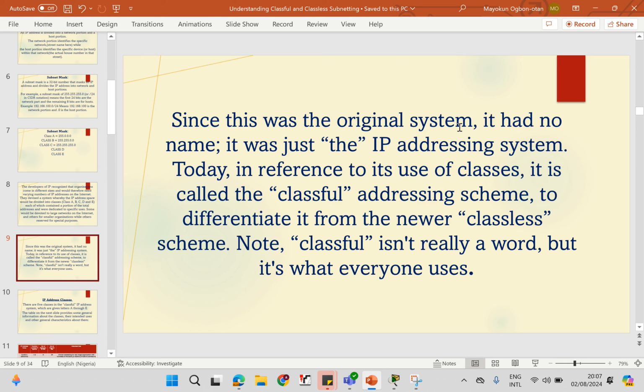Since this was the original system, it had no name. It is called the IP addressing system. Today, in reference to its use of classes, it is called classful. We call it classful: class A, B, C, D, E. It's called the classful addressing scheme to differentiate it from the newer classless scheme. You cannot understand the classless except you have understood what the classful really is. Note, classful isn't really a word, but it's what everyone uses.